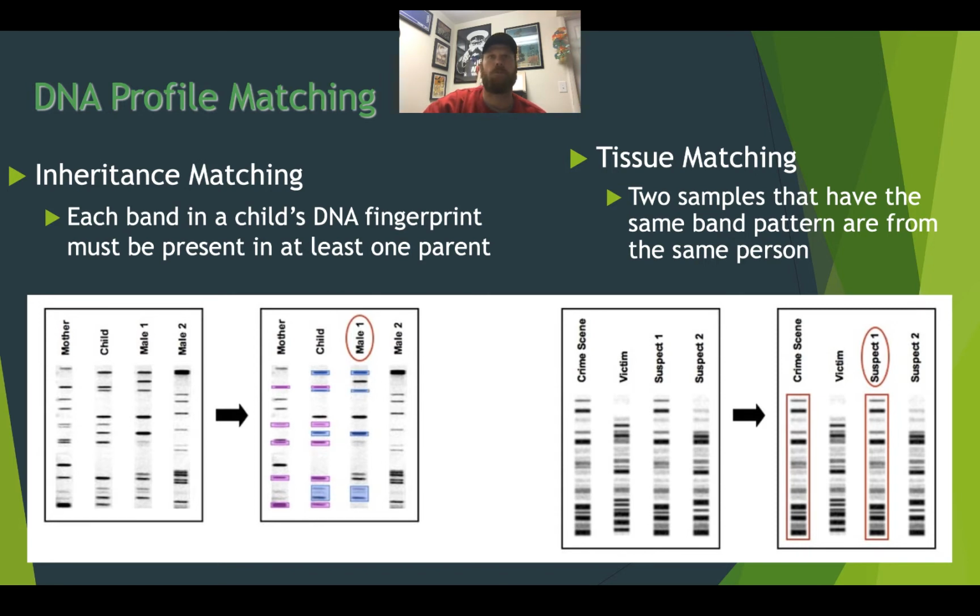This is a DNA profile from tissue samples, like a blood sample, from a crime scene, a victim, and two possible suspects. The DNA profile of suspect 1 matches the DNA profile of the tissue sample found at the crime scene. Since a DNA fingerprint is individual evidence, this profile would place suspect number 1 at the scene of the crime. Now, that does not mean he necessarily committed the crime.